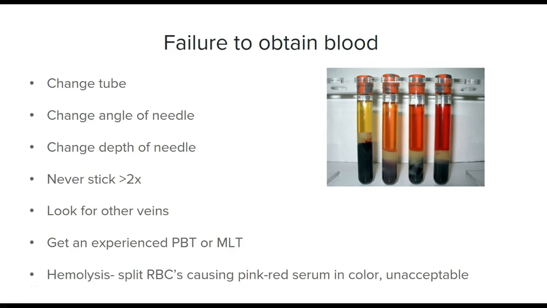Okay, failure to get blood. What can you do if you don't get any blood? If you're still in the vein, then you can change the tube, because every once in a while we get tubes where the vacuum doesn't work, and you can change the tube to make sure that that's not the problem. You can change the angle of the needle or the depth of the needle as well.